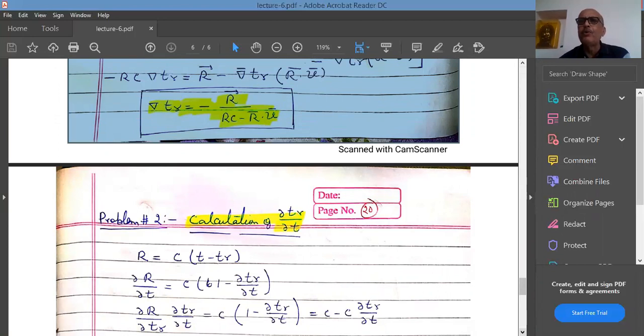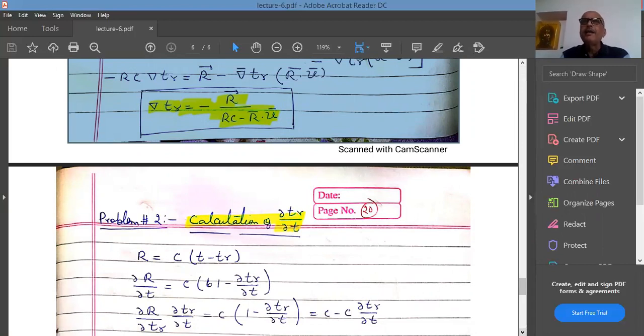So this is all about today's lecture. In today's lecture, I have calculated the expressions for A and V. Since they are expressed in terms of the retarded time, they are called retarded potentials or retarded electromagnetic potentials, the retarded vector potential and the scalar potential. They are also called Liénard-Wiechert potentials.